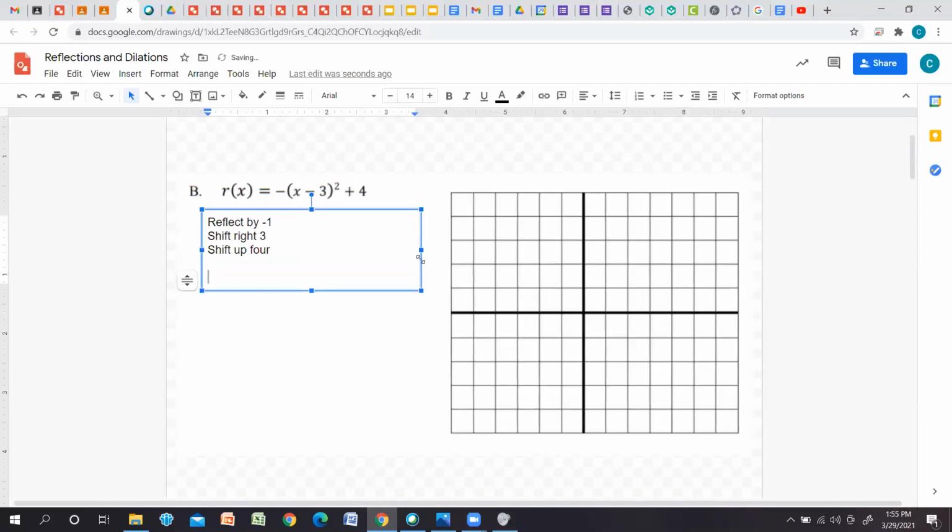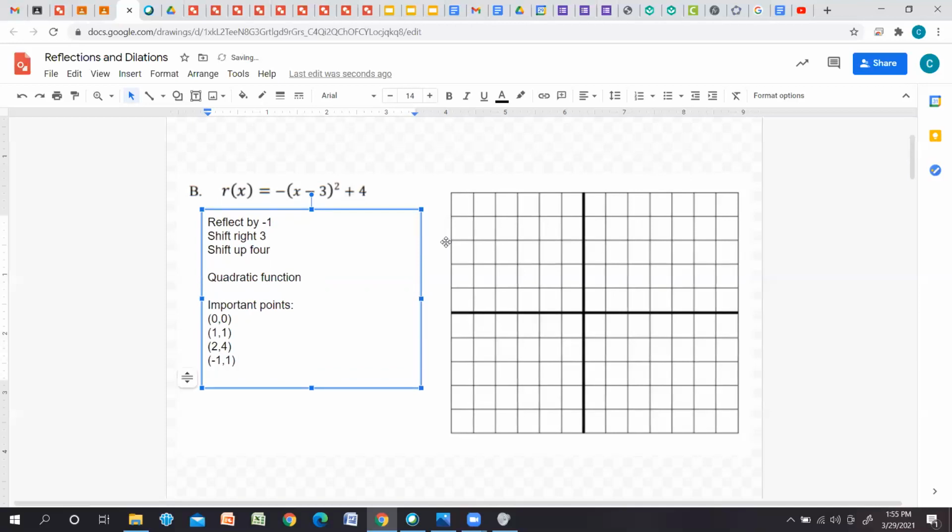So, okay, this is a quadratic. You could even write that down, quadratic function. So let's see, important points. How I like to do this is I list the parent function points vertically. Okay, 1, 1, and 2, 4. And I'll list all of them. -1, 1, and -2, 4.